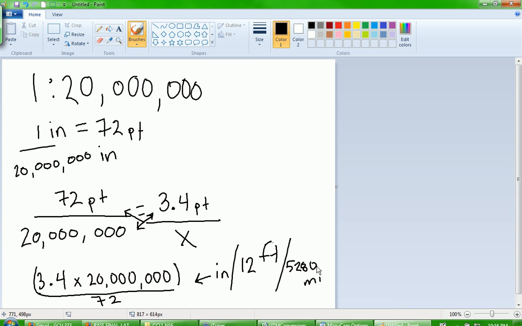And I recognize that it's hard because you're working with really big numbers, but this is actually a very valid concern. 3.4 points is a fraction of an inch on a map, and it's very reasonable to assume that a line might actually be that thick on a map.